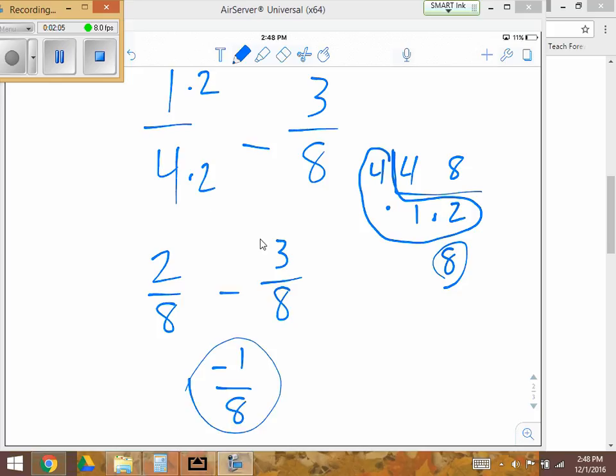And that's going to be our final answer. Notice that when you're adding and subtracting fractions, the denominator does not change. Okay, and then 2 minus 3 is negative 1. You have $2. You owe someone $3. You can give them the 2, but you still owe them 1. You're negative 1 still in that situation.